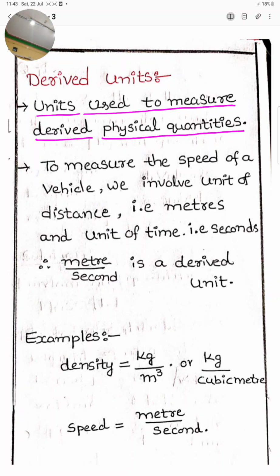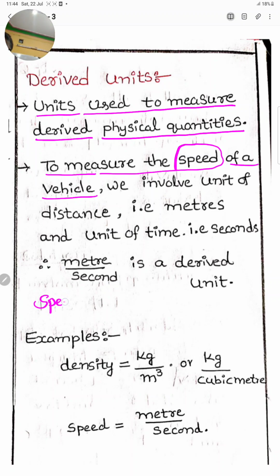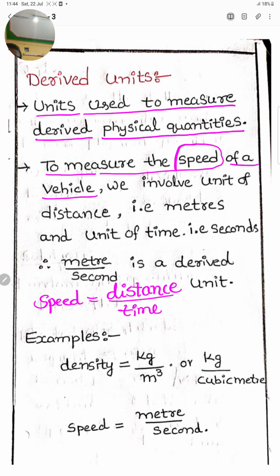Next, for example, here we observe one derived unit. To measure the speed of a vehicle, here we want the speed of a vehicle. Now, what is the formula of speed here? Speed is equal to distance by time. That's why speed depends on distance and time.